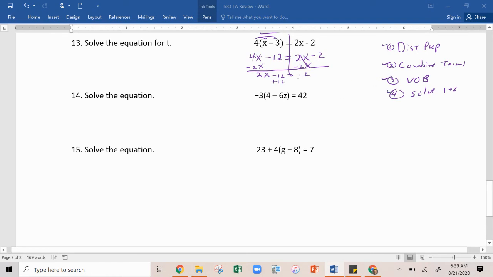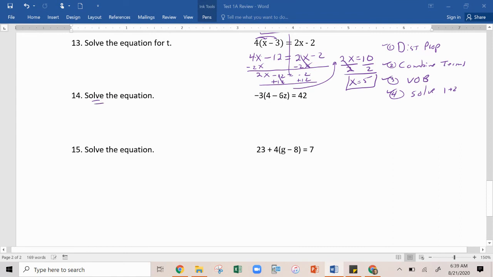So we're just going to solve it. So I'm going to add 12. Running out of room here, so I'm going to move it up here. And so now I have 2x equals negative 2 plus 12 is 10. Divide by 2. X is 5. Distributive property, check. Can't combine like terms, check. Variables on both sides, check. Solve, check.